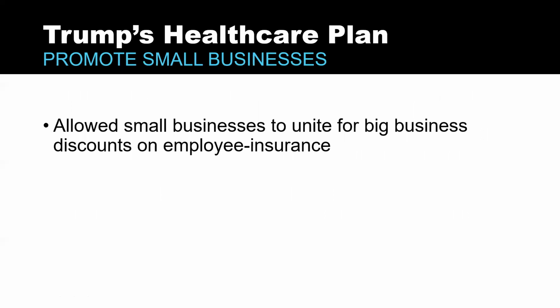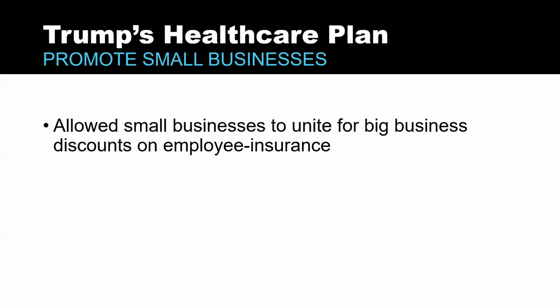Trump's healthcare plan wanted to promote small businesses. So that was one of the bigger things he tried to do. So it allowed small businesses to unite for big business discounts on employee insurance. So basically, if you've got this huge corporate company with 100,000 employees, they're probably going to get a discount when they make a contract with like Cigna or Aetna or something like that.